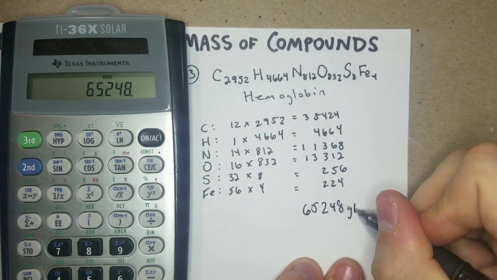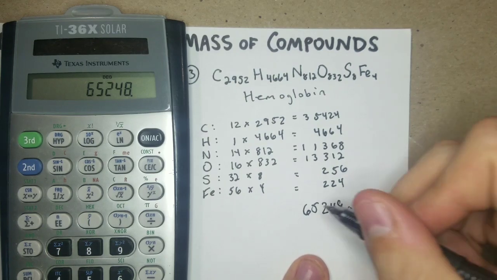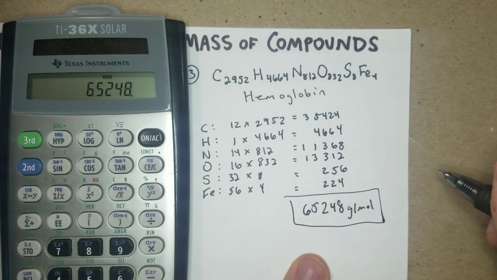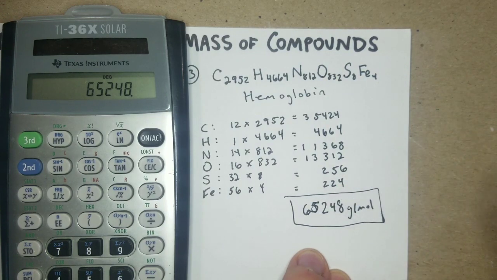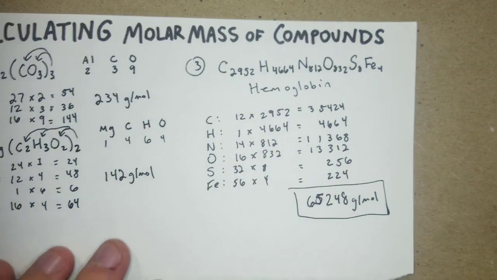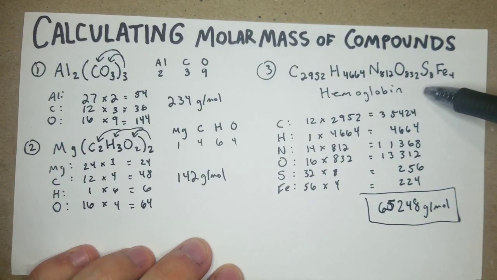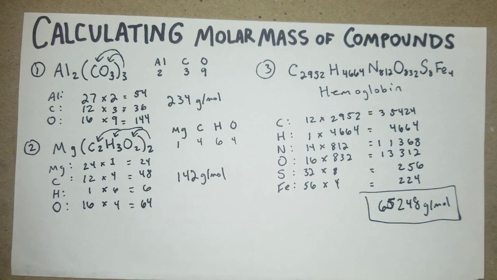That should be grams per mole. This should be the molar mass of hemoglobin. Hopefully you can read that. So again, with these big ones, it's really just a time sink. If you're pressed for time on a test, that's going to be difficult, but if you rush, then you're likely to make some kind of mathematical error. So just watch out for those. I hope this helps someone.